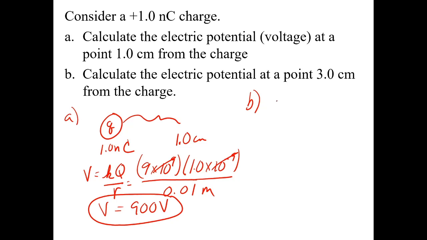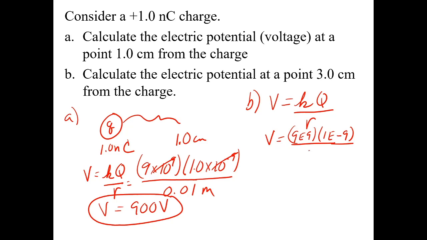B is almost the exact same problem. It says, well, let's move 3 centimeters. And let's see what happens there. So V is KQ over R. Everybody okay if I use 9E9? We'll use the computer language. But now we're going to be 0.03 meters. And let's see what happens. 9 divided by 0.03, 300 volts.